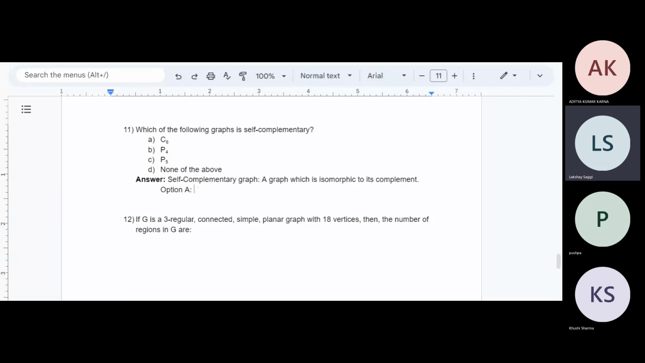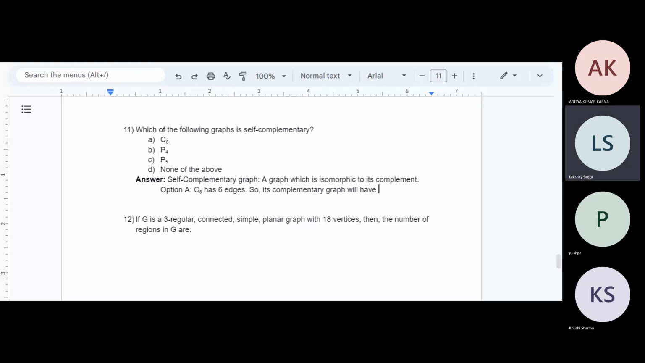To see this, we can just see that C6 has 6 edges, and so its complementary graph. What we need to show is that we take the C6, then we take the complement of C6, and I'll try to show you that they have different numbers of edges.